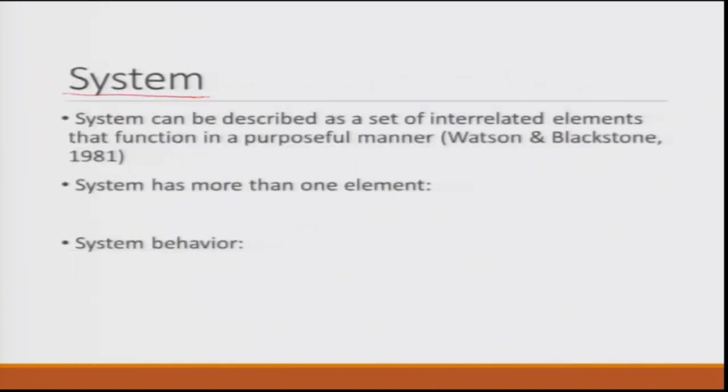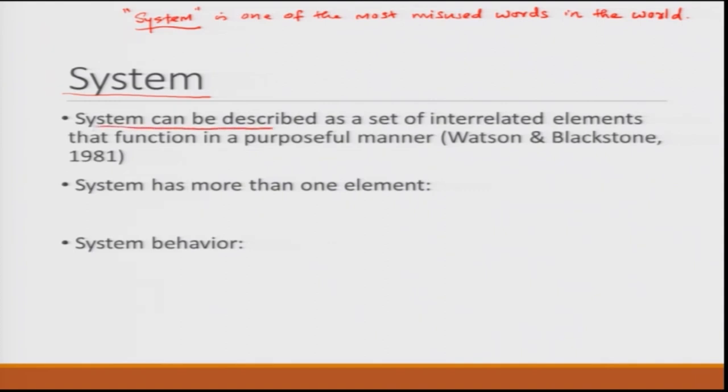So let's talk about the first thing called system. Now there are a lot of ways people think about system. So I would say the word system is one of the most misused words in the world for the time being. There are many understandings about it, but in our case today, in the context of analytics, we can describe system as a set of interrelated elements that function in a purposeful manner. This is what Watson and Blackstone said in 1981.